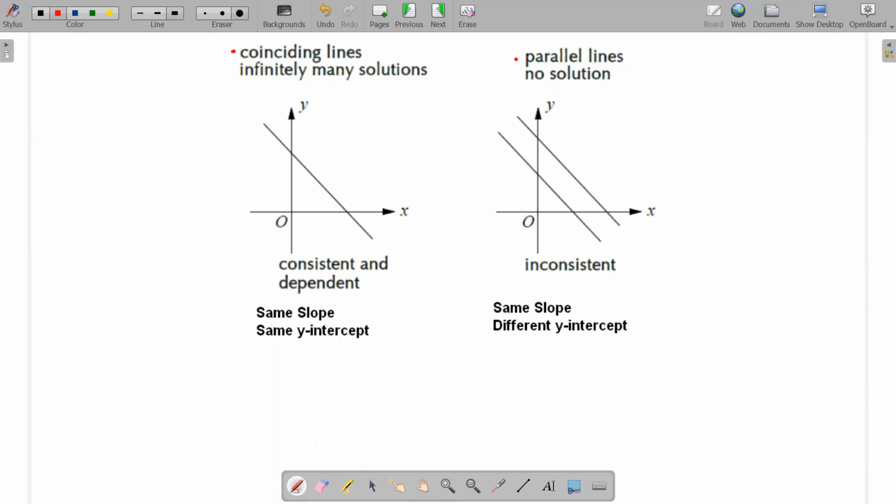As I mentioned before, during the SAT, we don't want to graph. If a question is asking us to recognize if we have a case of infinitely many solutions or no solution, we are not going to be there and start drawing lines and trying to understand. That's not what we want to do. We want to look at the equations that are given.